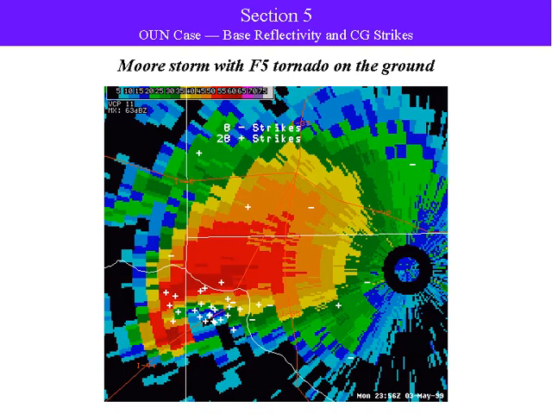Here's a close-in view of base reflectivity for the Moore storm with the lightning data overlaid, and you can clearly see here that the storm was definitely positively strike dominated, and that was the characteristic for most of the storms in western and central Oklahoma before they crossed the theta E ridge.